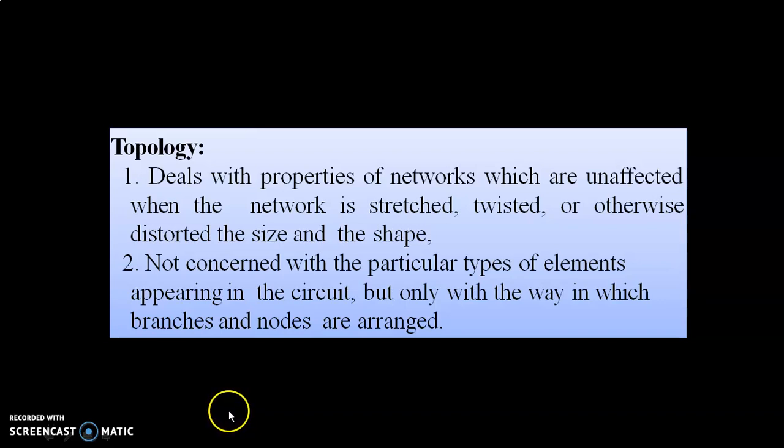The second point of graph theory, which is also known as topology, is that it is not concerned with the particular types of elements appearing in the circuit. It is not at all concerned with the particular types of elements appearing in the circuit, but only with the way in which branches and nodes are connected or arranged.